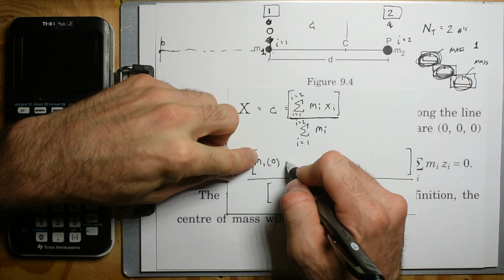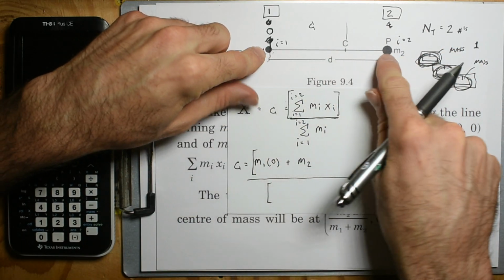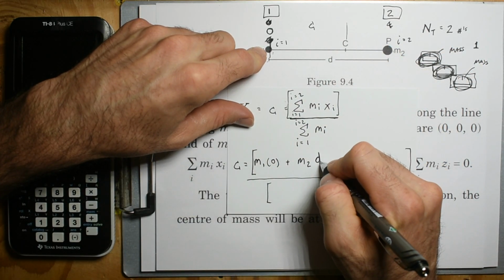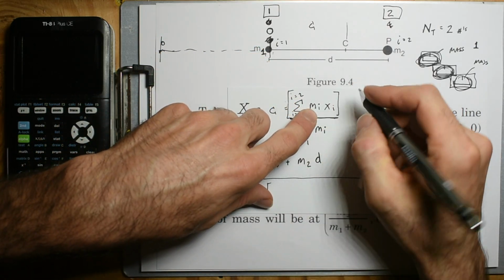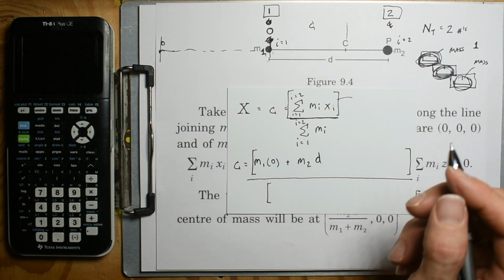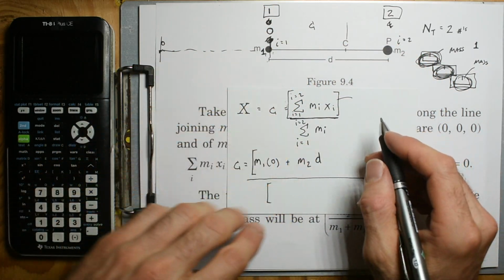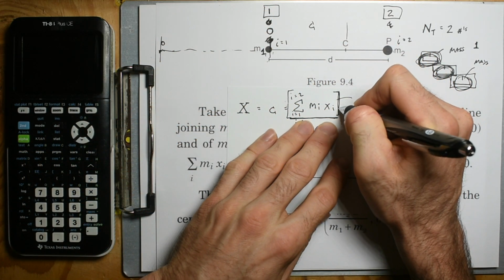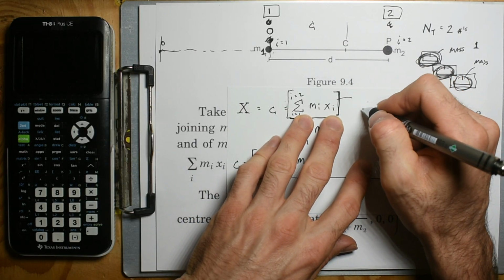The second particle is going to be the mass of the second particle. Its distance is going to be d. So we have that, and then we're done summing, and this is called the weighted average. So we're taking the mass and multiplying it by a distance. And that's where, for future videos, I'm going to be talking about how this is the first moment of mass.